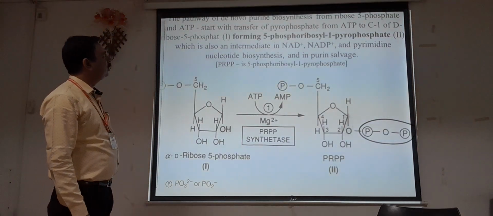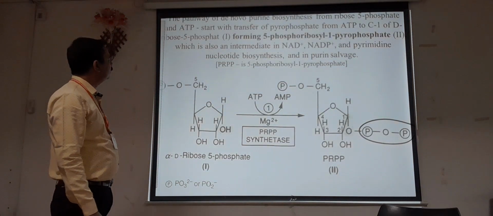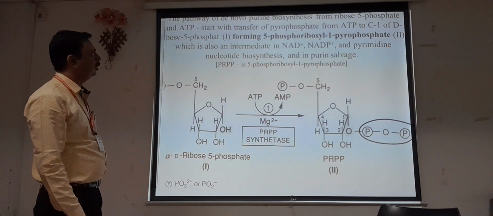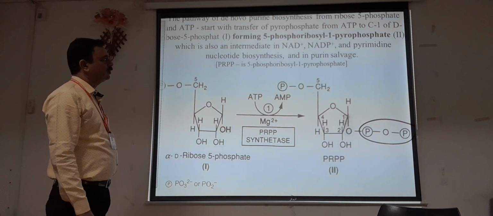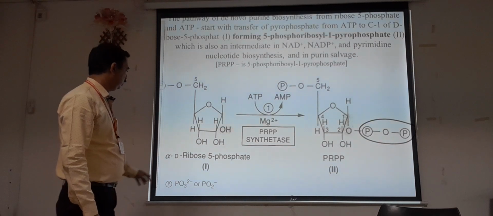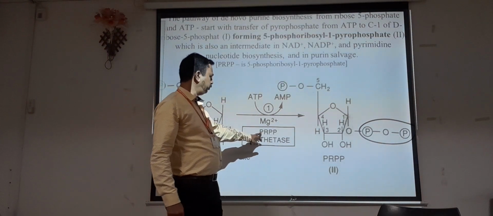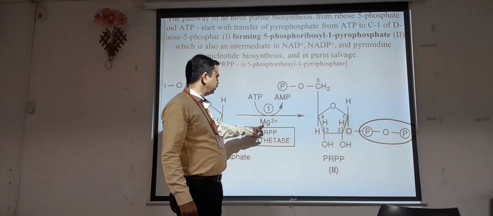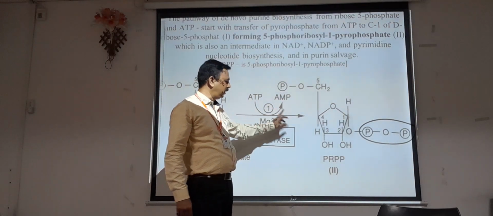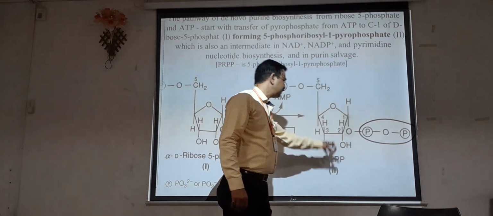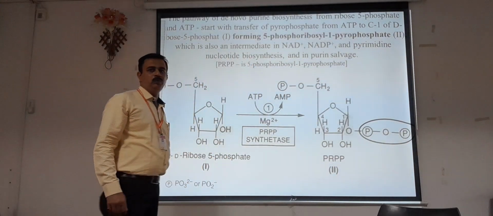The pathway of de novo purine biosynthesis from ribose 5-phosphate and ATP starts with transfer of pyrophosphate from ATP to C1. See here, this is alpha-D-ribose 5-phosphate, with the help of the enzyme PRPP synthetase and Mg2+ ions, ATP to AMP, and ultimately PRPP is formed, where an additional phosphate group is added.